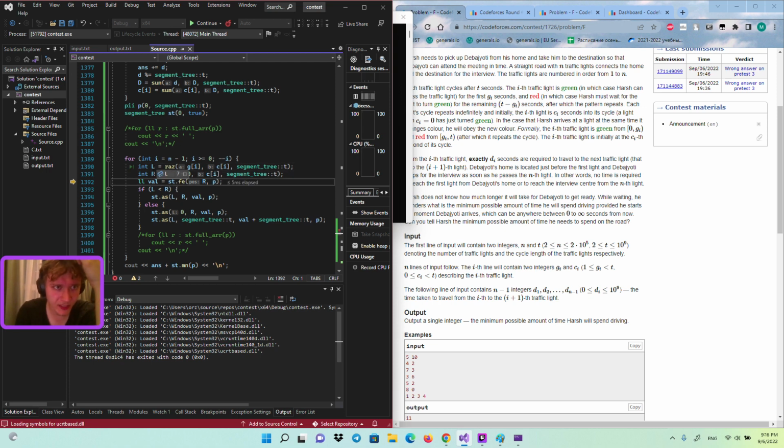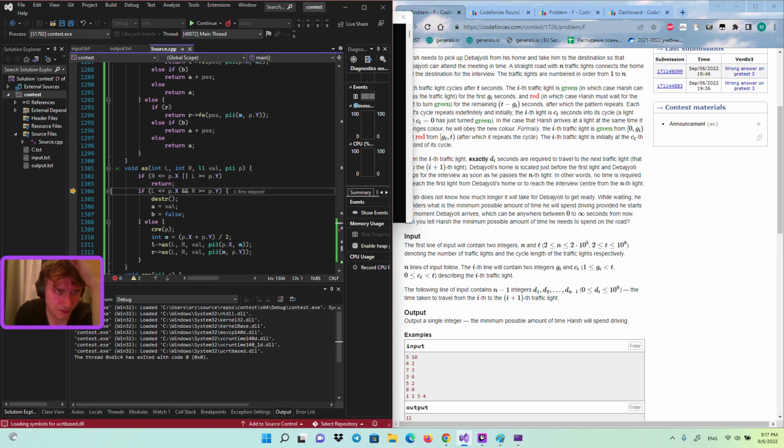So it said that from L to R, I make some changes. So I make an assignment of val on this segment. Why 0? Why do I do it 0? Okay, this is correct, but why? Why did this happen? So in several points, it just became 10, for example.